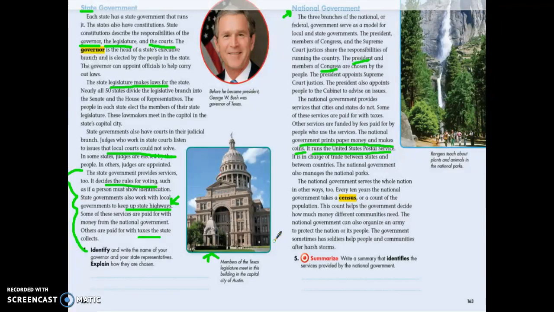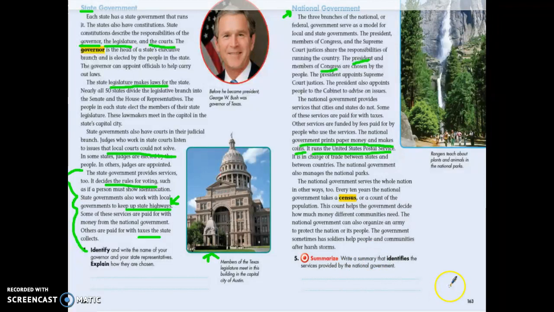The national government serves the whole nation in other ways too. Every 10 years, the national government takes a census, or a count of the population. This count helps the government decide how much money different communities need. The national government can also organize an army to protect its nation's people.